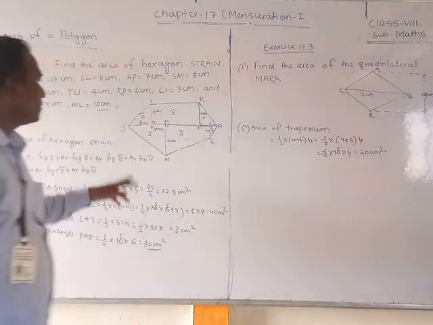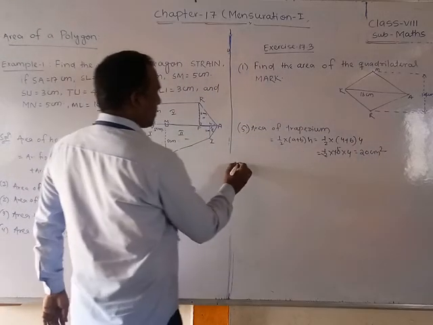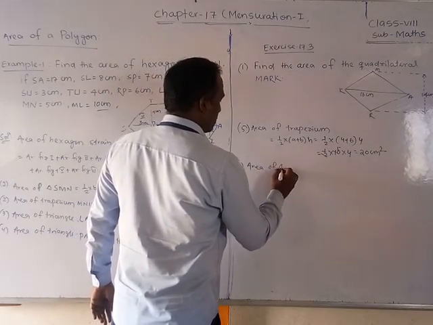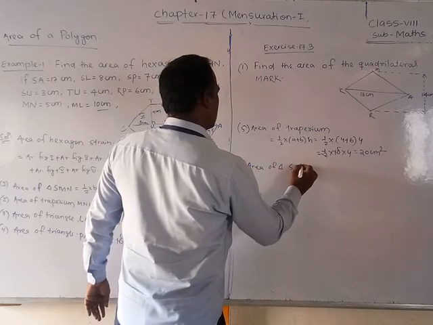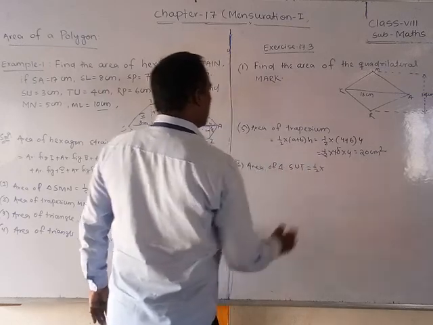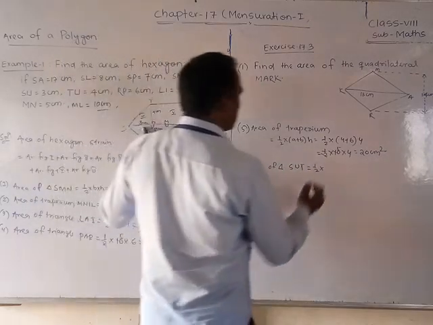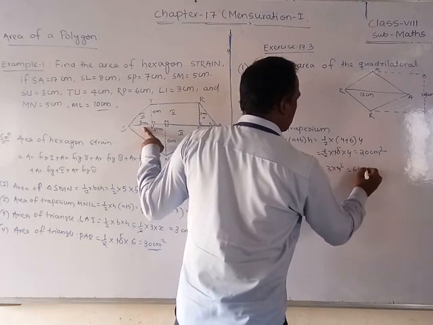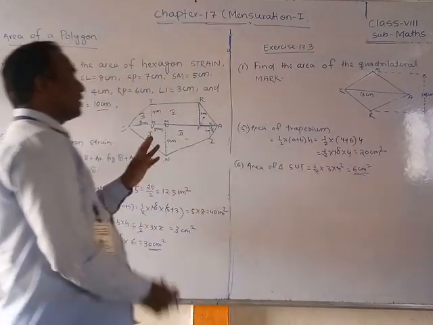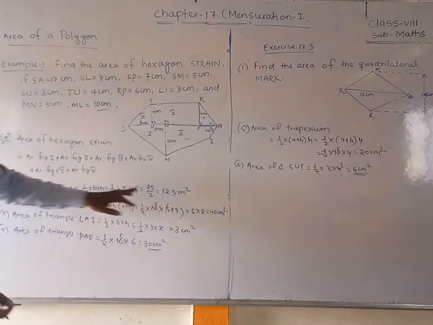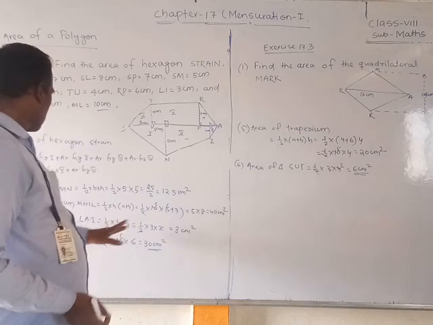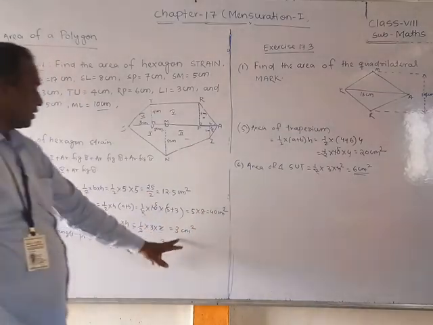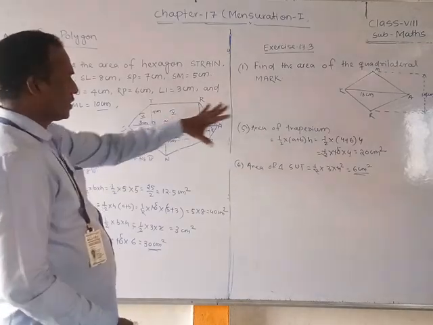Okay. Same like, students, area of triangle. Next, the 6th one. Area of triangle SUT, what is that? Half into base into height. Base how much? 3 centimeter. Height how much? 4 centimeter. Half into 3 into 4 is equal to 6 centimeter square. So we got now 6 areas, students. First, area of one triangle is 12.5 centimeter square, a trapezium area 40 centimeter square, next one triangle area 3 centimeter square, and 30 centimeter square. Like that we got those 6 areas.